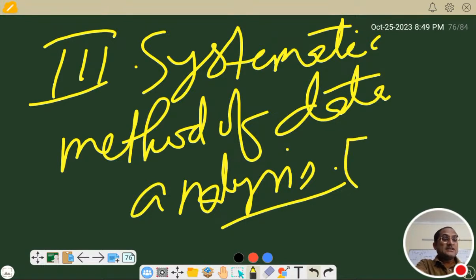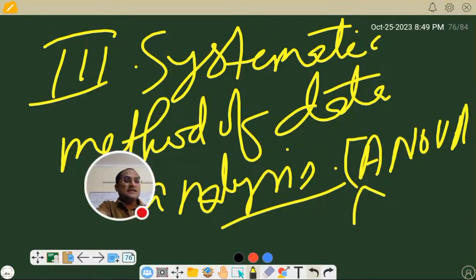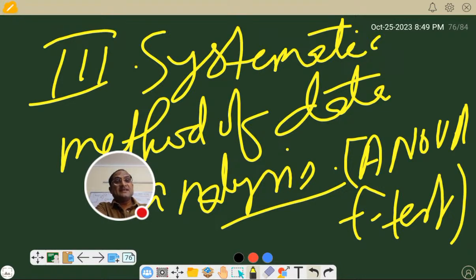Here, through the methods of statistics like ANOVA, like t-test, these methods are used to analyze the data.